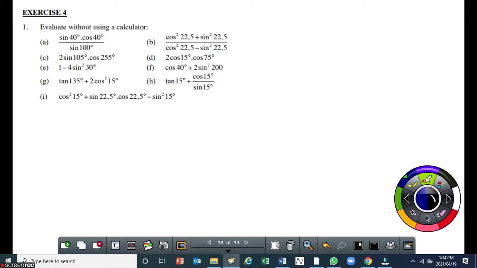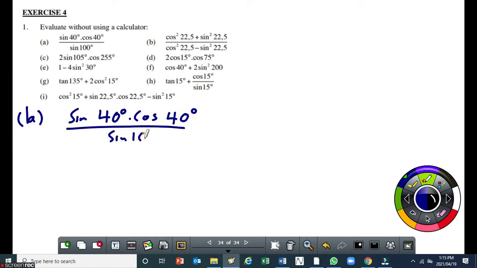So here, I'm going to start with number 1A. So we have got sine. The question says evaluate without using a calculator. Not supposed to use a calculator. So that's sine 40 degrees times cos 40 degrees all over sine 100 degrees. Are you following that? Now I'm not supposed to use a calculator.